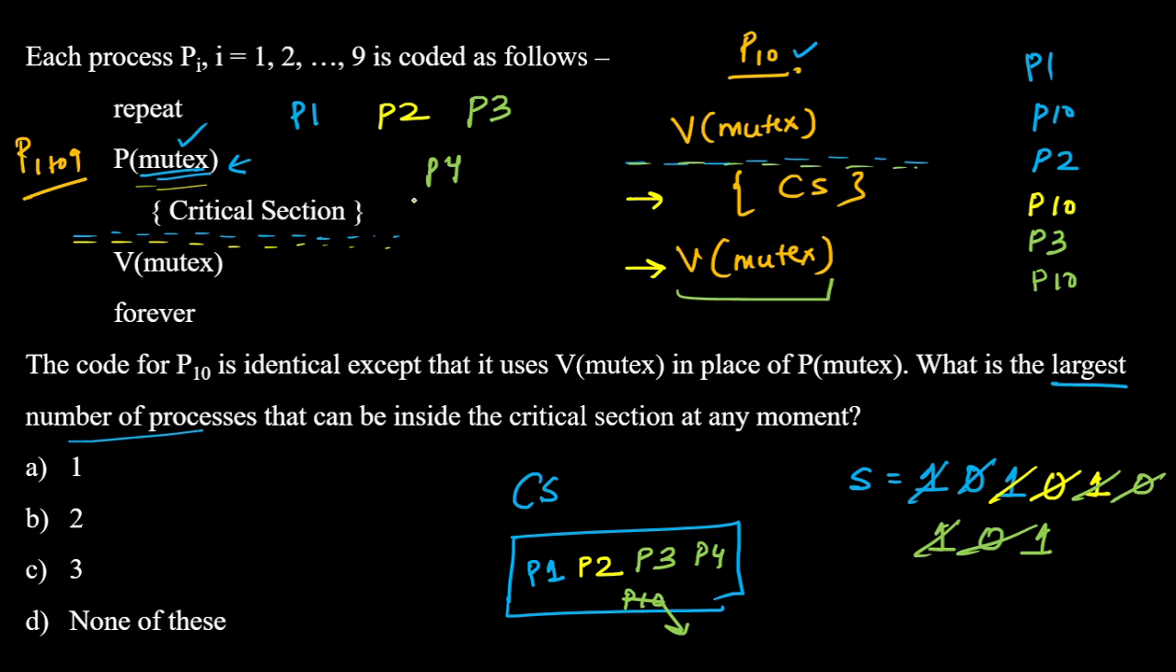So by doing this, all the processes, one by one, will enter the critical section. So the largest number of processes will be how many? It will be 10 processes. Try it completely, okay? So the correct answer will be none of these, because the largest number of processes that can enter the critical section at any moment is 10. Okay? So this is the explanation of this question.